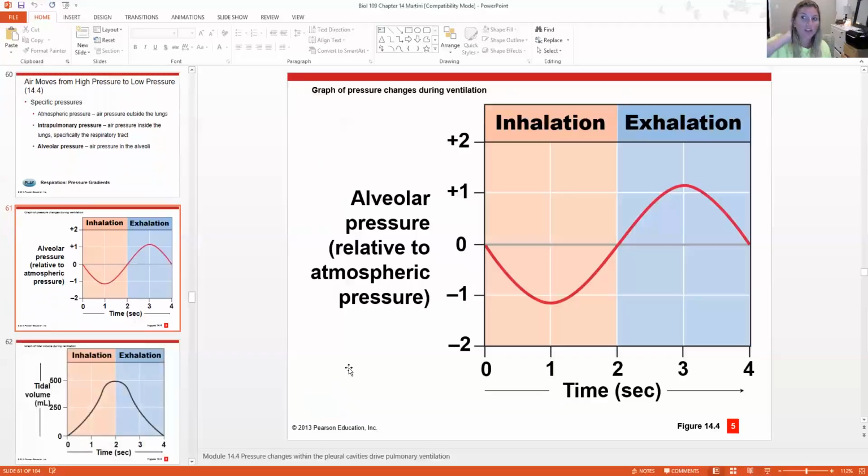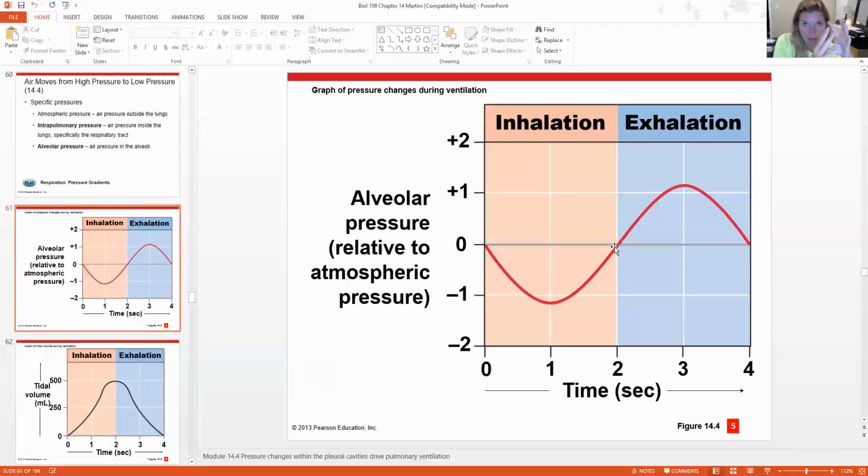So let's look at the changes in alveolar pressure through the ventilation cycle. So in the beginning of ventilation, inhalation, your thoracic cavity is beginning to expand, and so what's happening at your alveoli, the pressure is going down because they're expanding. Then you start to exhale.